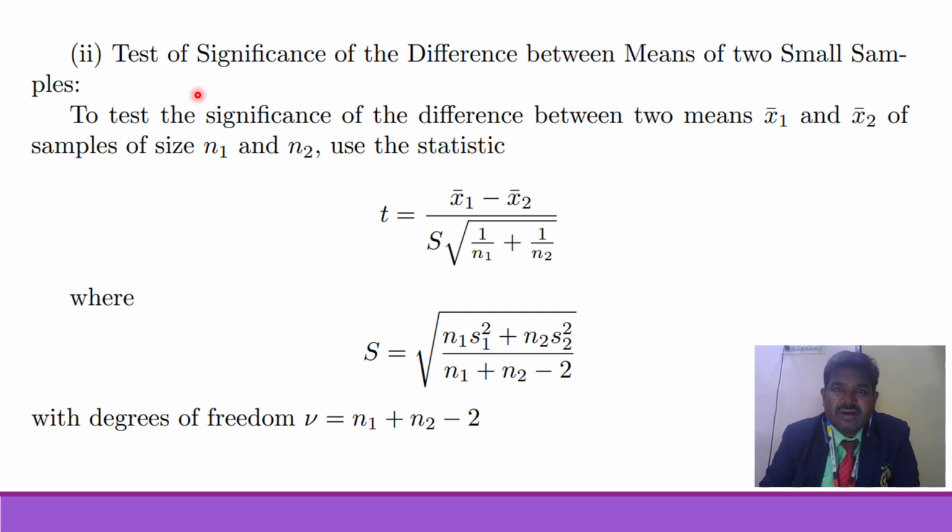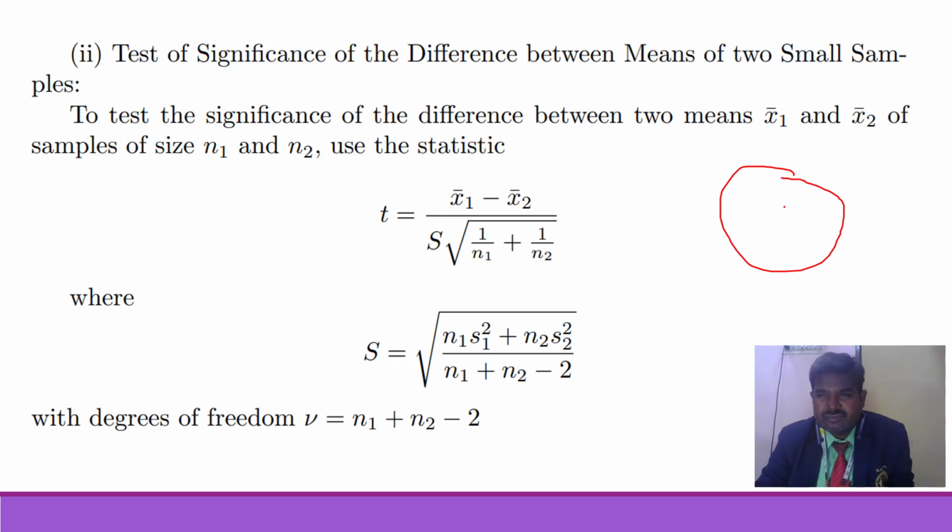In the next lecture, we are going to see testing of significance of the difference between means of two small samples. We had seen the first one. We have a population, and we have a sample for this mu and for this x bar. So we had seen, is there any significant difference between population mean mu and the sample mean x bar? So we can analyze this too.